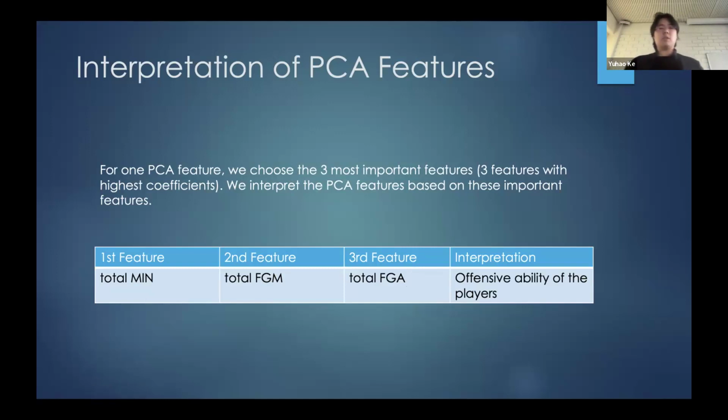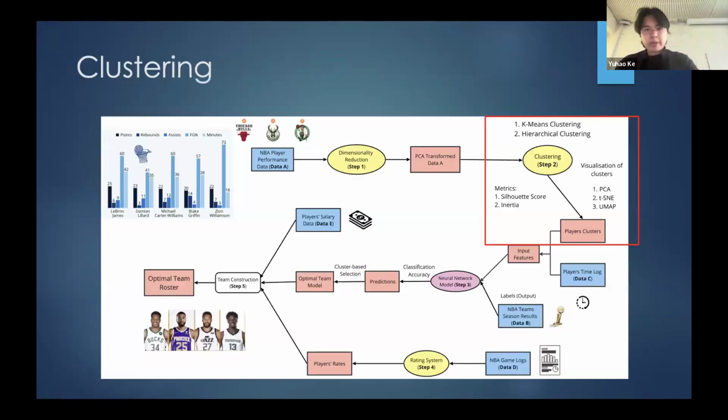So that means we can interpret this one, because we know that minutes, field goals made, and field goals attempted are the offensive ability of the players. That's how we can interpret the PCA features. And then let's move forward to the clustering.